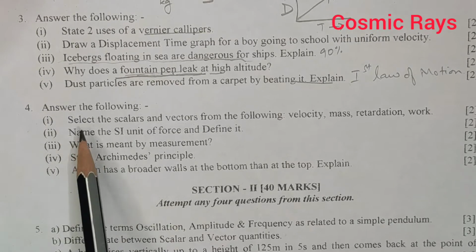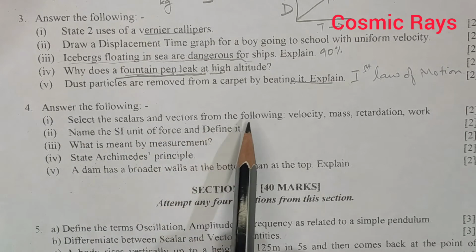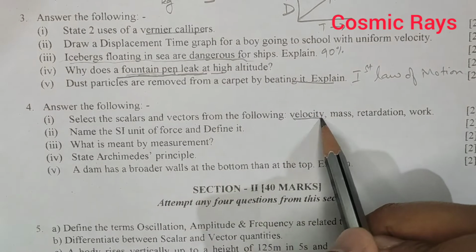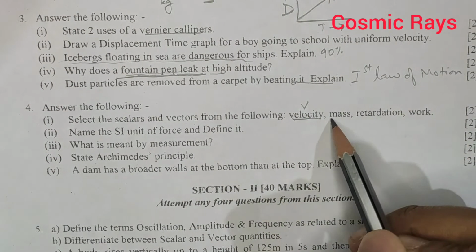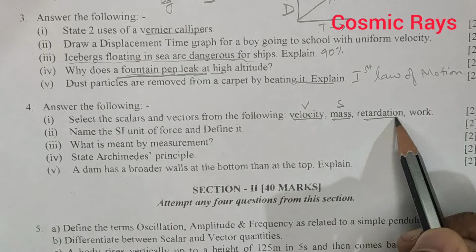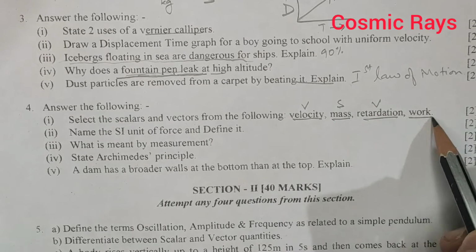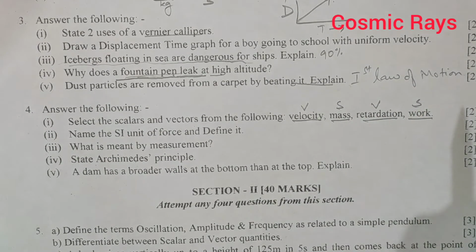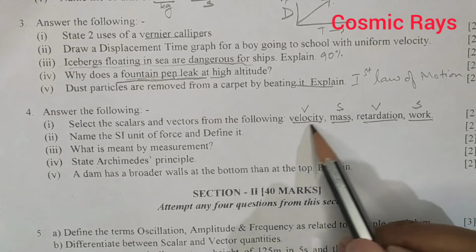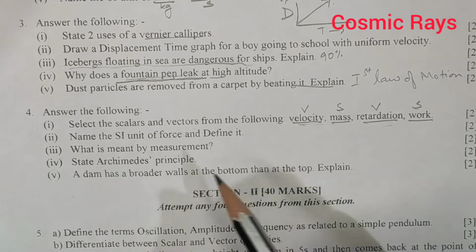It says, select the scalar and vector from the following. So velocity we all know, vector. Mass is a scalar quantity. Retardation is vector again, and work done is scalar quantity. So this is also directly from the textbook.